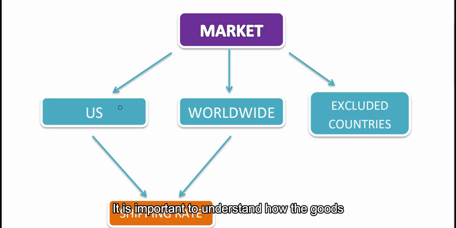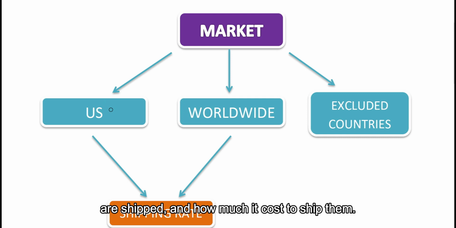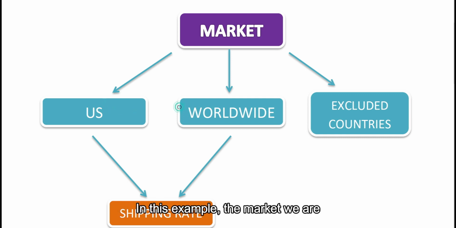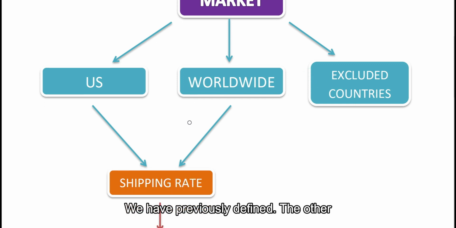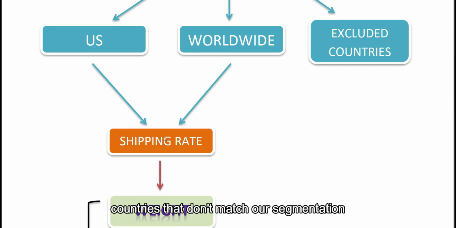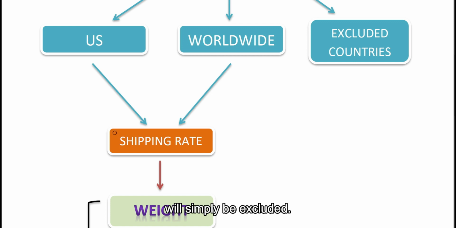It is important to understand how the goods are shipped, and how much it costs to ship them. In this example, the market we are targeting is the American and the international market, through the countries we have previously defined. The other countries that don't match our segmentation will simply be excluded.